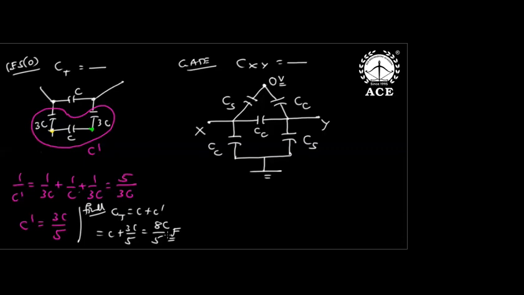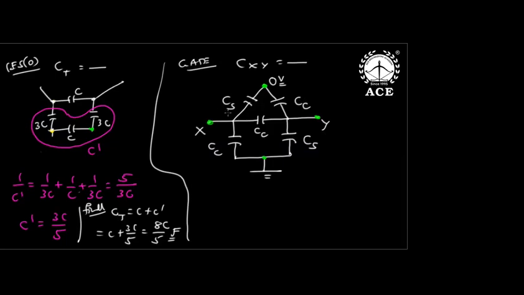Okay. So now look at the next question, which is very interesting. I want CXY, the capacitance between X and Y. But see here, there is one node which is at 0 voltage and there is one node which is grounded. That is also 0 volts. Now this is not a balanced bridge concept, please.